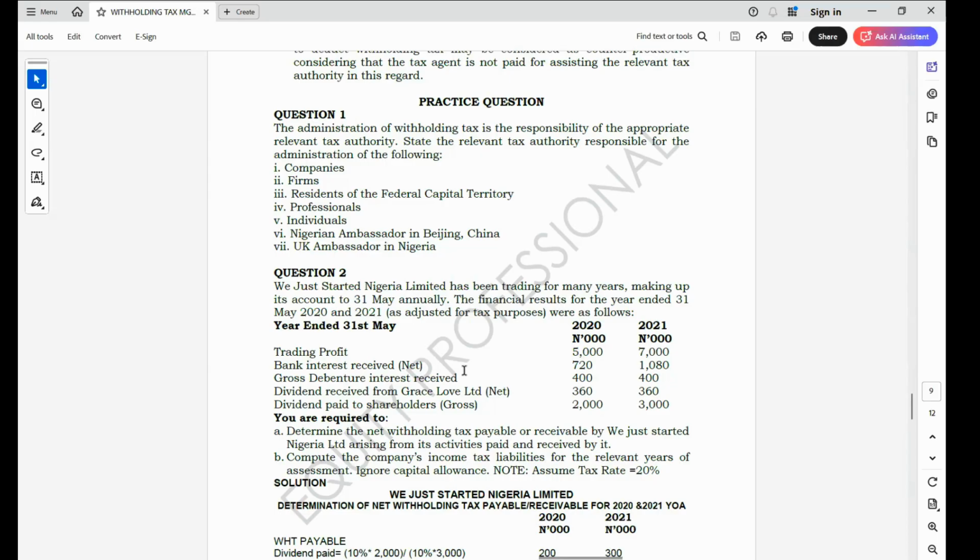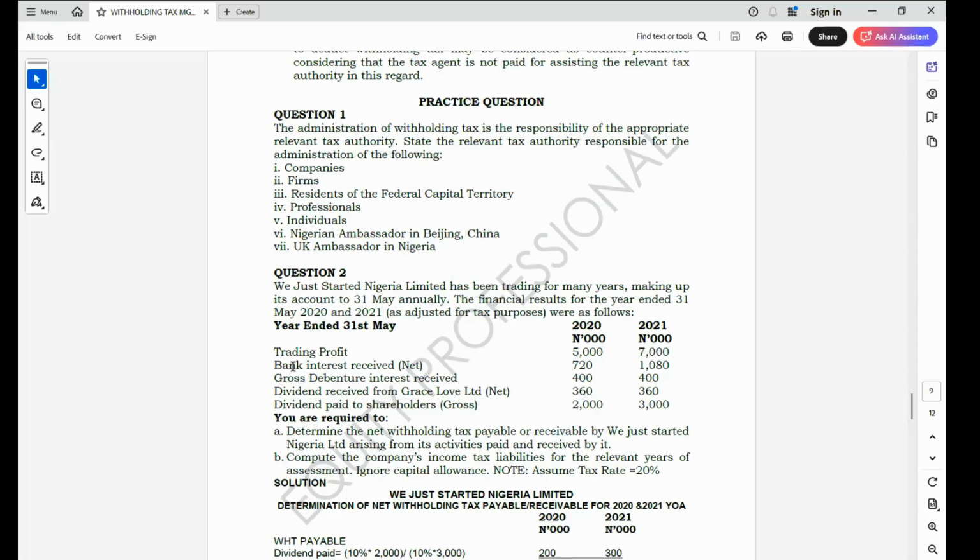Bank interest received net. Will that be subject to withholding tax? Bank interest. So you now look at, is interest part of the transaction that attracts withholding tax? Yes, sir. It is part of the transaction. So the next step is to look at the rate. Interest received, 10%. So the rate is 10% for the bank interest received.